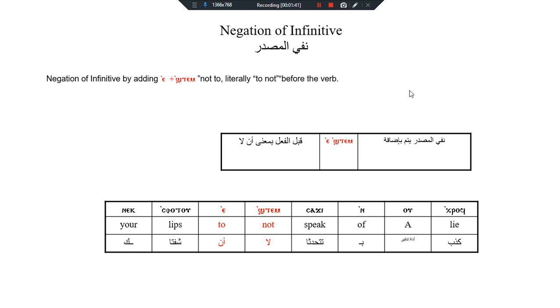We negate the infinitive by adding a plus ishtem. For example, nek is foto e ishtem saji no akrof. Your lips, not to speak of a lie. We use the verb saji. We wanted not to do something. We say e ishtem plus the verb.